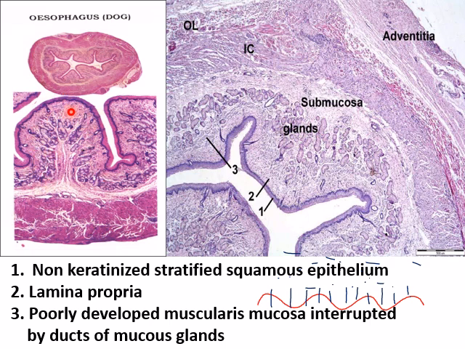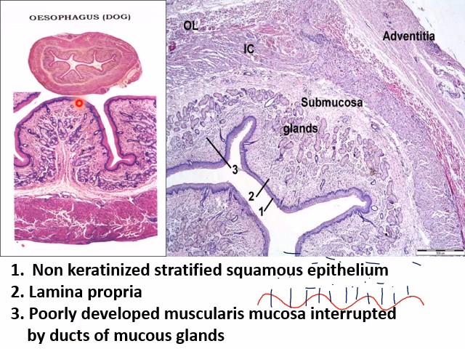Then in the submucosa, I'm having glands. What type of gland? Mucus gland. I'm having mucus gland in the submucosa. Then I'm having skeletal muscle, inner circular, outer longitudinal. Then the outer cover is the adventitia. Okay, so if I see glands between the epithelium and the muscle layer, it is esophagus dog.